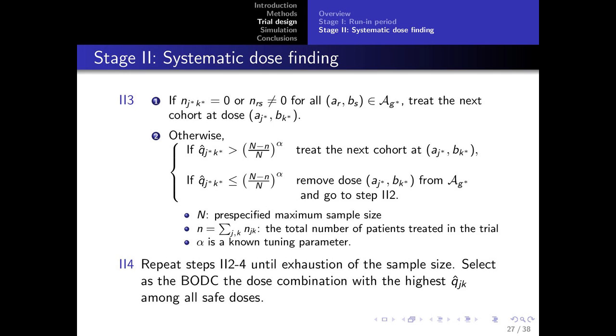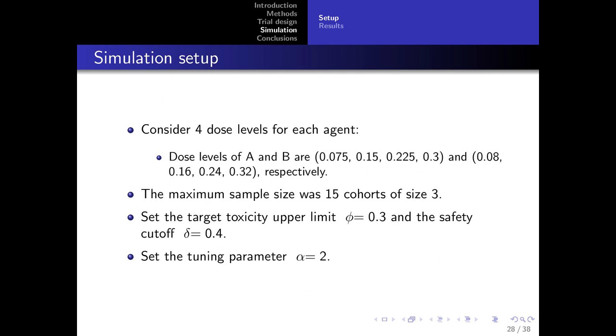Slide 28. Here I'm going to quickly show a simulation study to demonstrate the operating characteristics of the proposed design. We consider 4 doses for each agent, 4 doses for agent A and 4 doses for agent B. The maximum sample size was 15 cohorts with size 3. We set the target toxicity upper bound to 30%, and the safety cutoff is 0.4. This safety cutoff is calibrated by the simulation study. Similarly, for the tuning parameter alpha, we set it equal to 2. Essentially, this alpha controls the threshold for adaptive dose exploration.